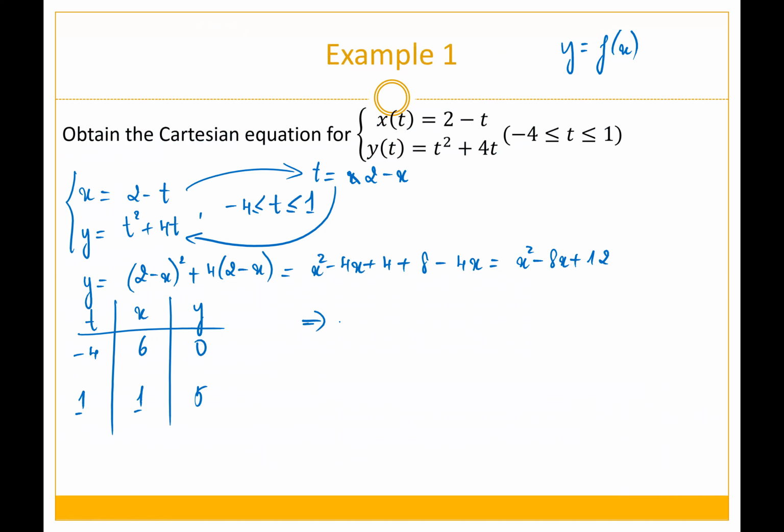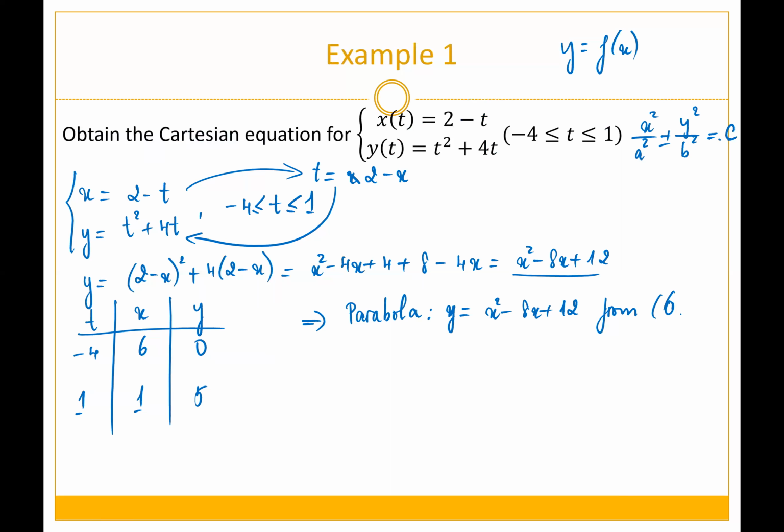And so this is going to be the parabola. If you look at this as a quadratic equation, it doesn't have the form of x squared over a squared minus or plus y squared over b squared equal to some constant. If it's in that form, it's either a hyperbola or ellipse. But in this case, we only have y equal to x squared something, so it's a parabola. It's the parabola y equals x squared minus 8x plus 12, going from 6, 0 to 1, 5. And so that's the answer for example 1.